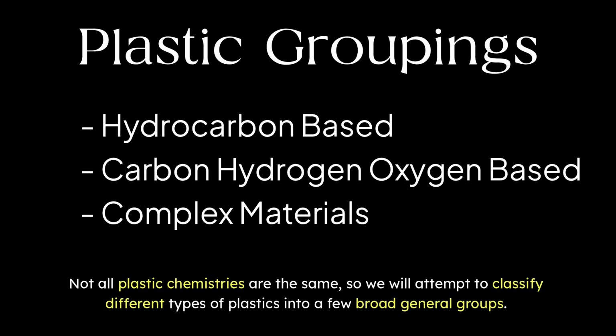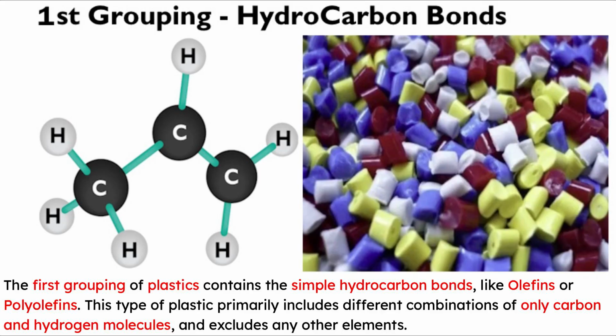Not all plastic chemistries are the same, so we will attempt to classify different types of plastics into a few broad general groups. The first grouping of plastics contains the simple hydrocarbon bonds, like olefins or polyolefins. This type of plastic primarily includes different combinations of only carbon and hydrogen molecules, and excludes any other elements.